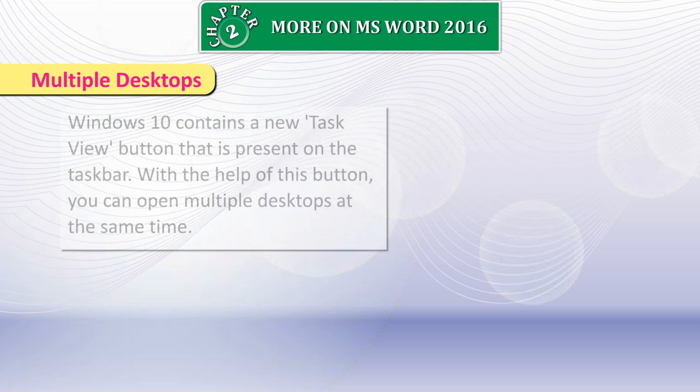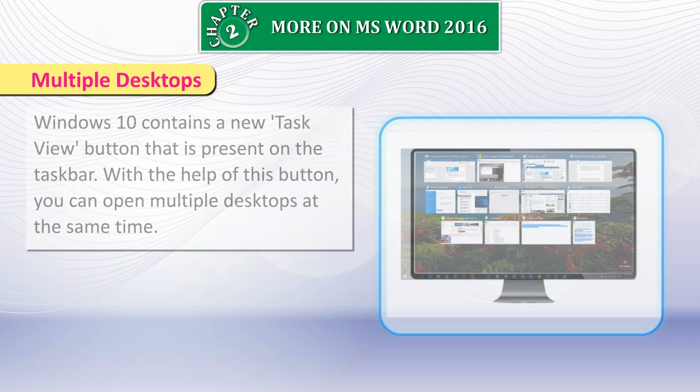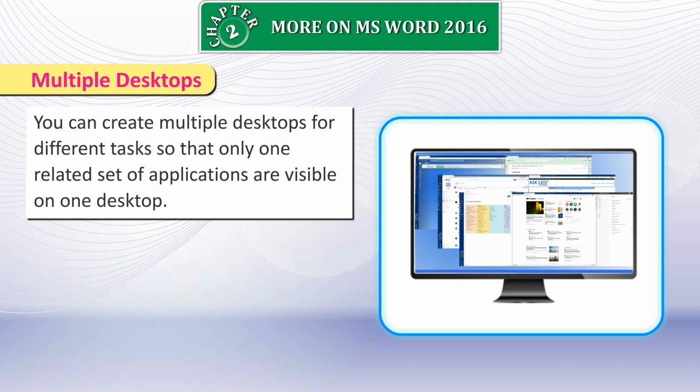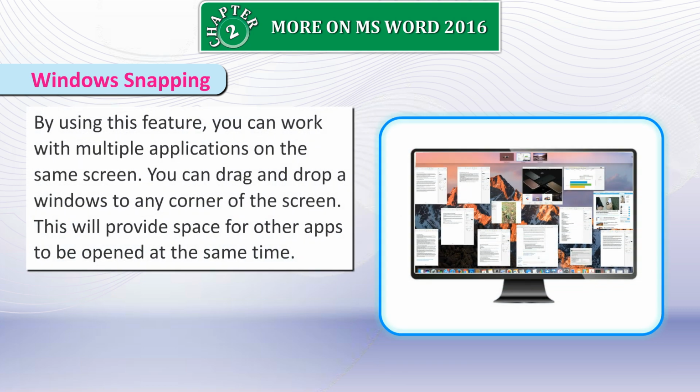Multiple desktops. Windows 10 contains a new Task View button that is present on the taskbar. With the help of this button, you can open multiple desktops at the same time. You can create multiple desktops for different tasks so that only one related set of applications is visible on one desktop. Windows snapping. By using this feature, you can work with multiple applications on the same screen. You can drag and drop a window to any corner of the screen. This will provide space for other apps to be opened at the same time.